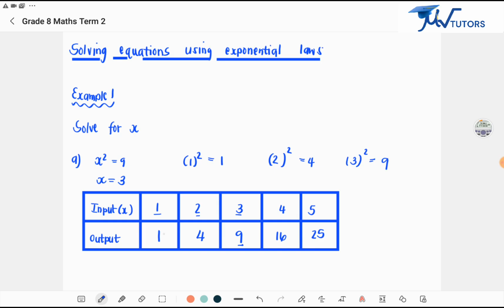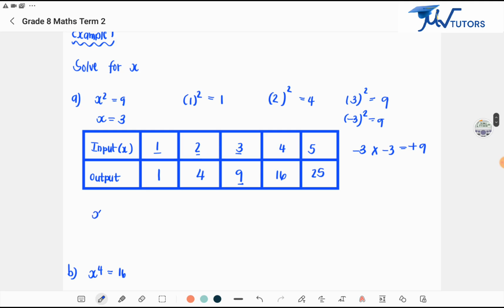You're trying to figure out using whole numbers or even integers at times, because if you were to put negative 3 squared, that would also give you 9. It's the same as negative 3 times negative 3, and we had already spoken that negative times negative gives you a positive, and then the 3 times the 3 will give you 9. So x can either be plus or minus 3. Both of them will give you the output of 9.